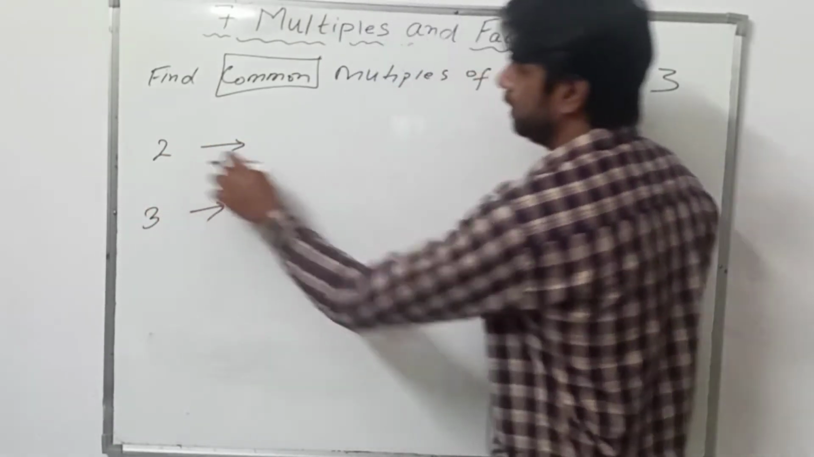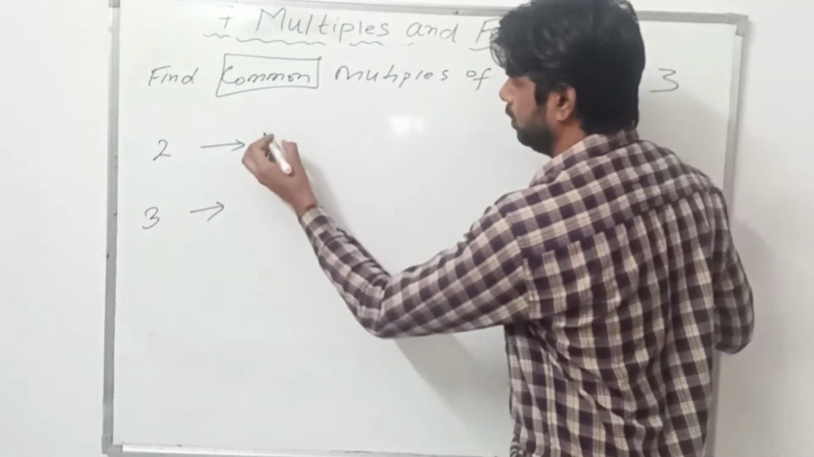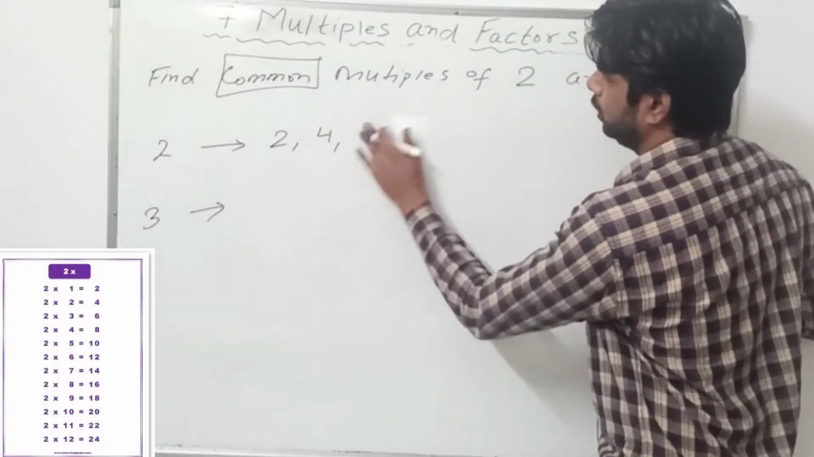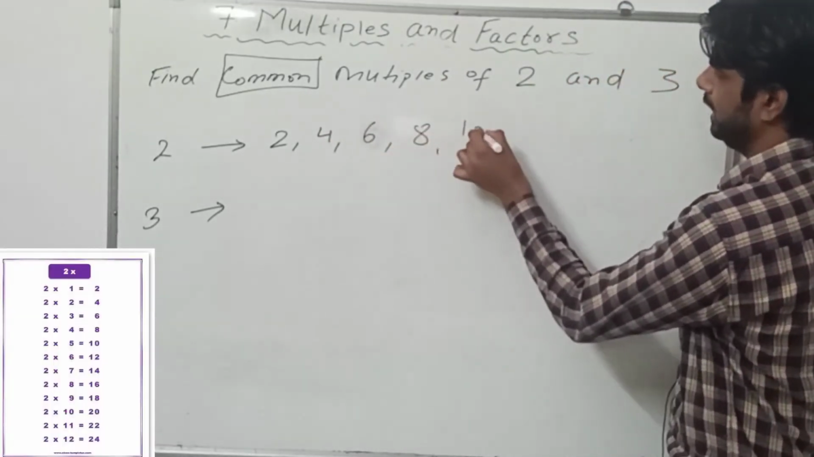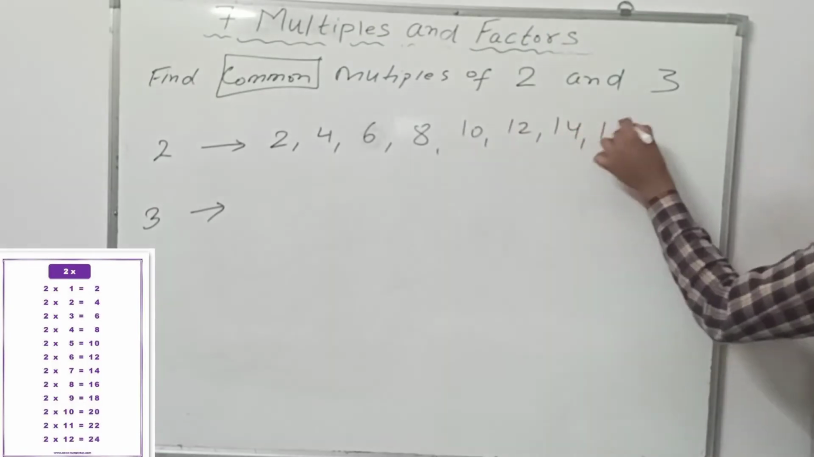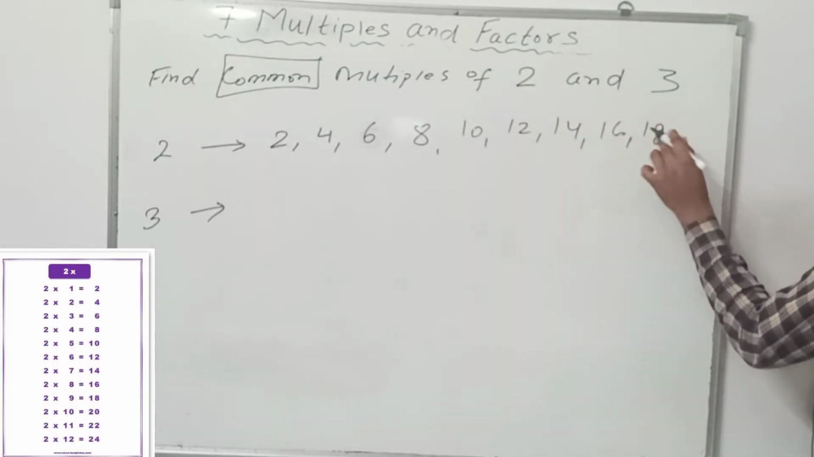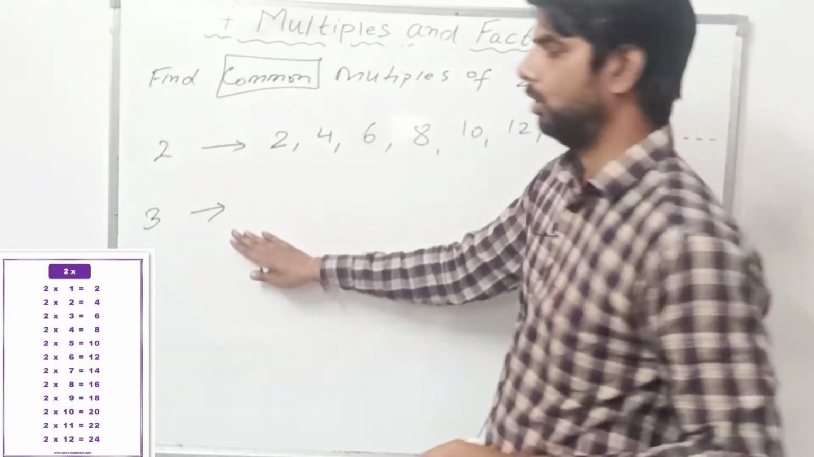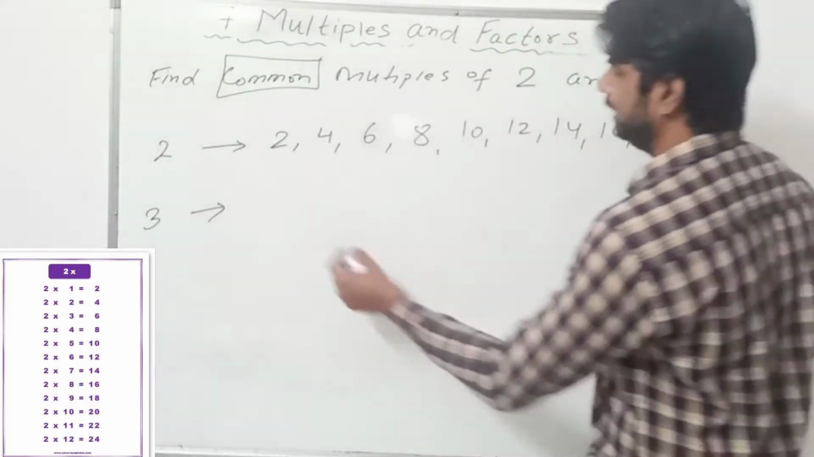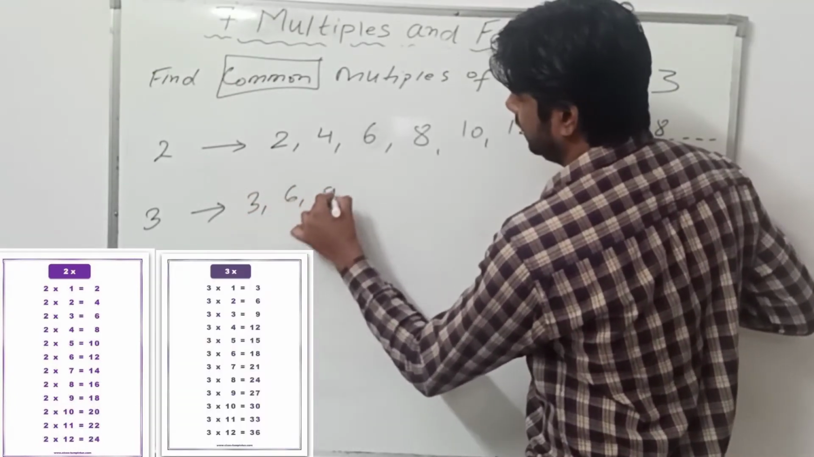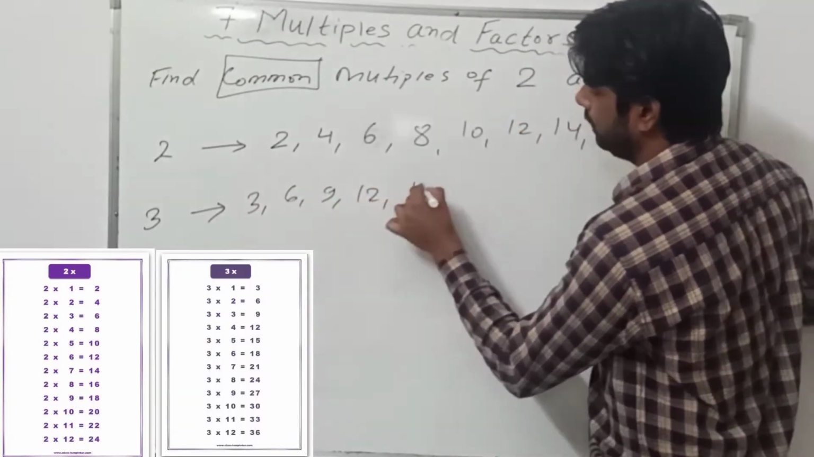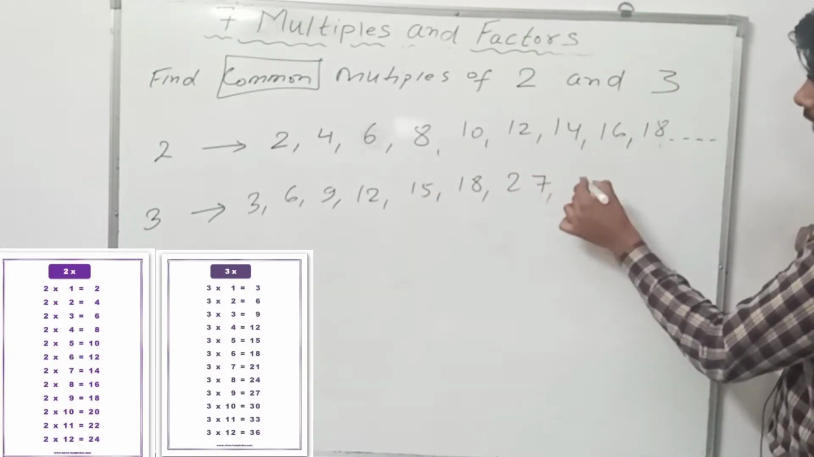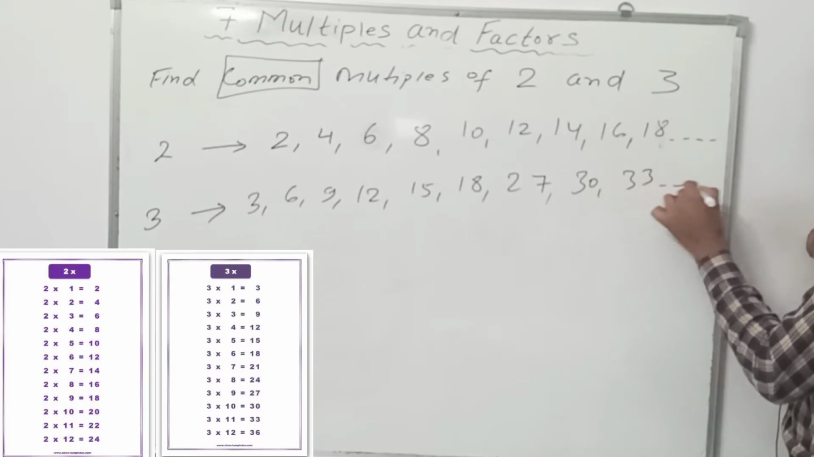Okay? So what are the multiples of 2? We will write the table of 2. 2 1s are 2, 2 2s are 4, 2 3s are 6, 2 4s are 8, 2 5s are 10, 2 6s are 12, 2 7s are 14, 2 8s are 16, 2 9s are 18, and so on. Now we will write the table of 3, which means we will write the multiples of 3. 3 1s are 3, 3 2s are 6, 3 3s are 9, 3 4s are 12, 3 5s are 15, 3 6s are 18, 3 9s are 27, 3 10s are 30, 3 11s are 33, and so on.